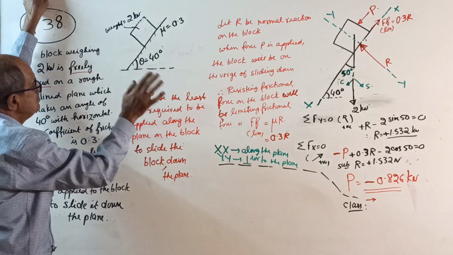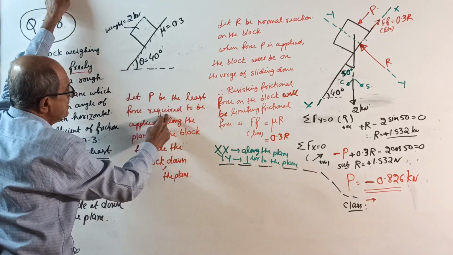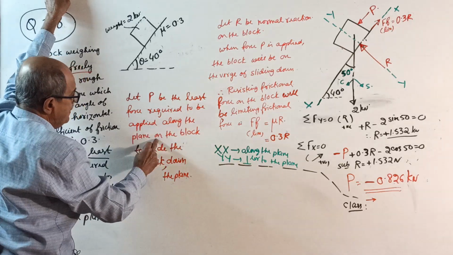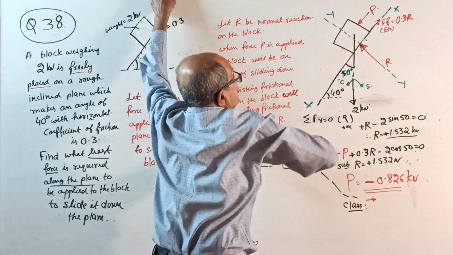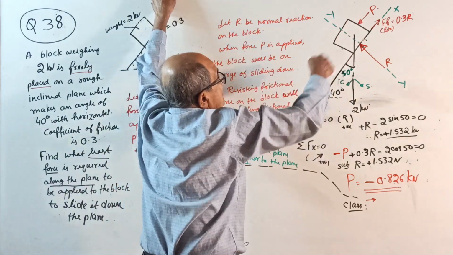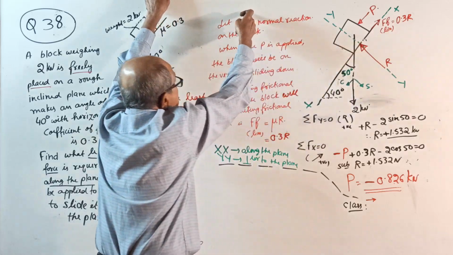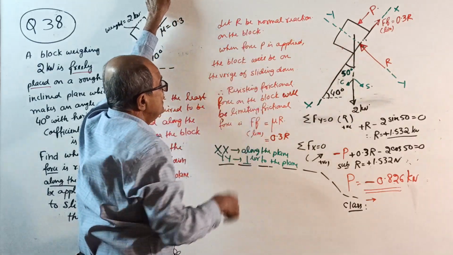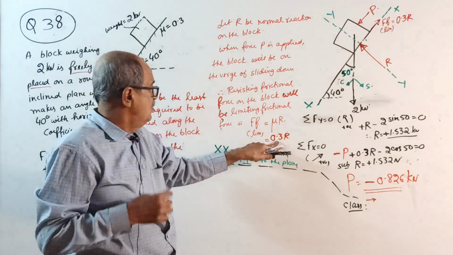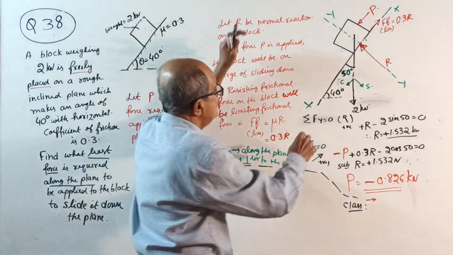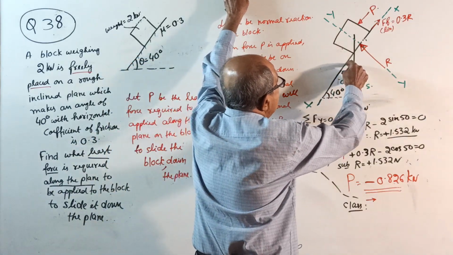Okay, now let P be the least force required to be applied along the plane on the block to slide it down. See, to slide it down this way. Again, sliding down, friction is this way. This statement will be once again the same. Now 0.4, last time it was 0.4, I made it 0.3. Okay, this is all the same. See, 40 degree here, 50 degree here.